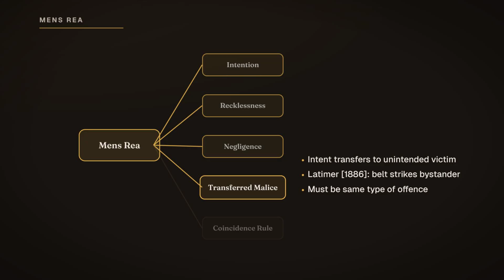The rule works when the offense committed is of the same type as the offense intended. So if I intend to kill A and accidentally kill B, I am liable for B's murder. But if I intend criminal damage and accidentally injure someone, the malice does not transfer across offense types, confirmed in R v. Pemberton, 1874.